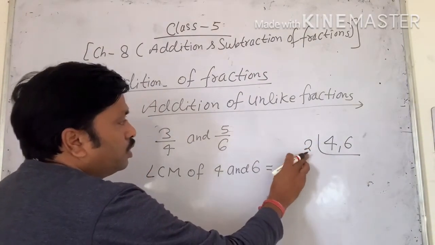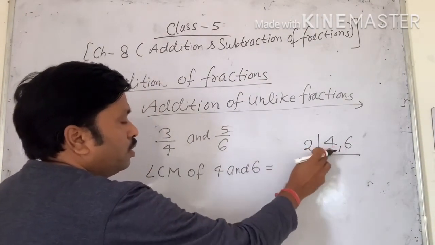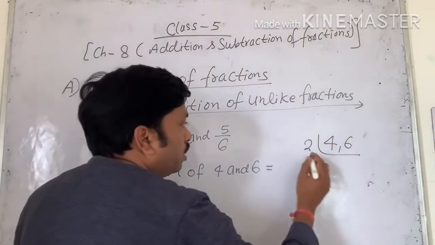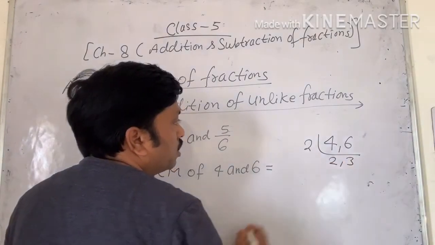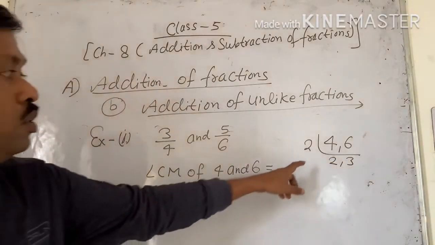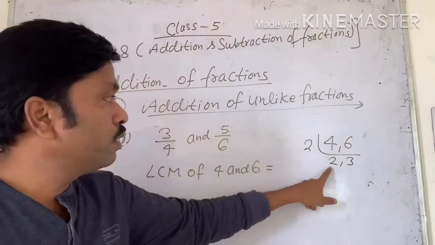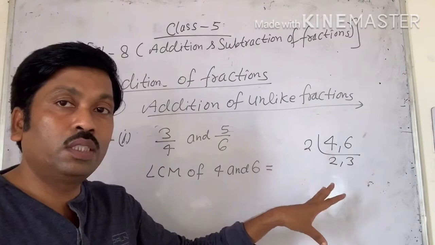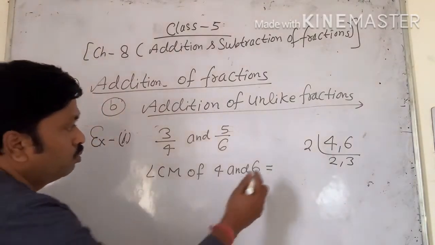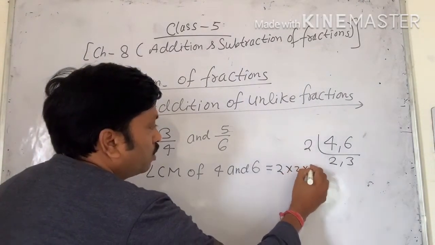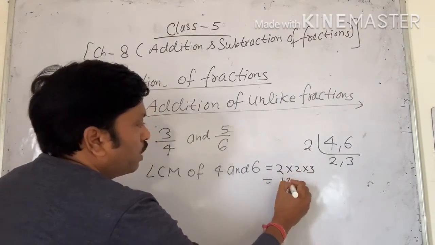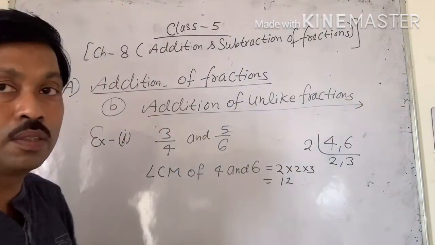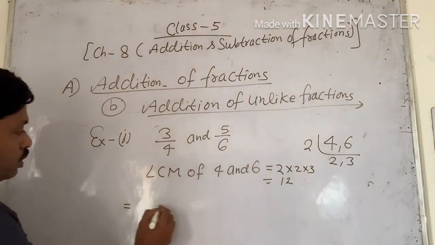Here we see 2 is the number which divides 4 and 6 both exactly. 2 twos are 4 and 2 threes are 6. Now here we see that there is no number other than 1 which divides 2 and 3 both. So our LCM process is stopped. Now multiply 2 into 2 into 3: 2 twos are 4, 4 threes are 12. So students, we can find the LCM of any two numbers in this way.